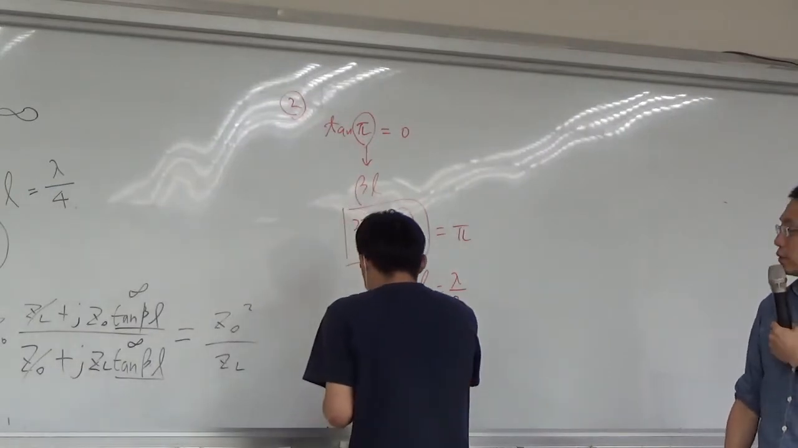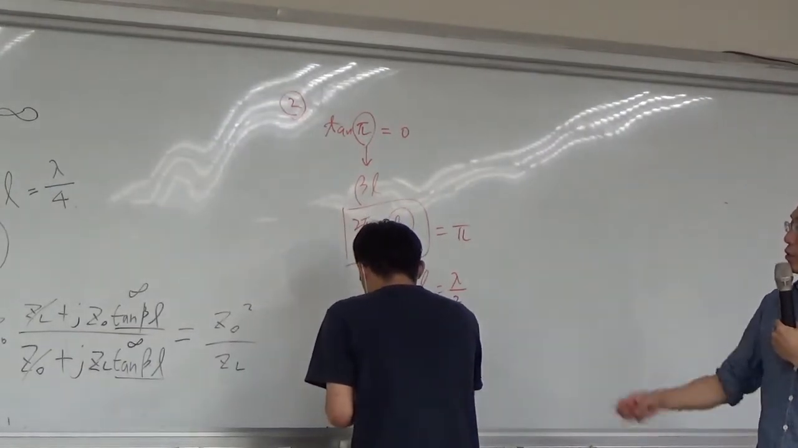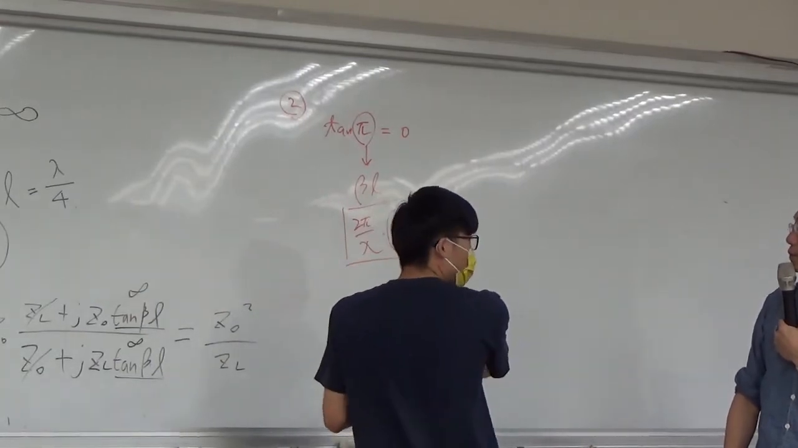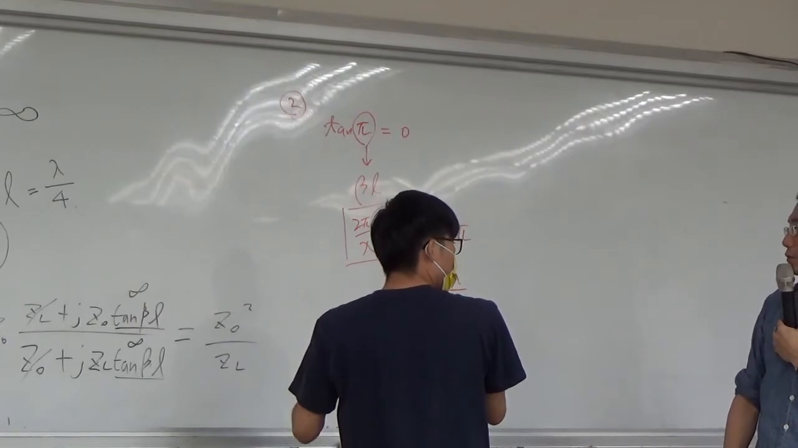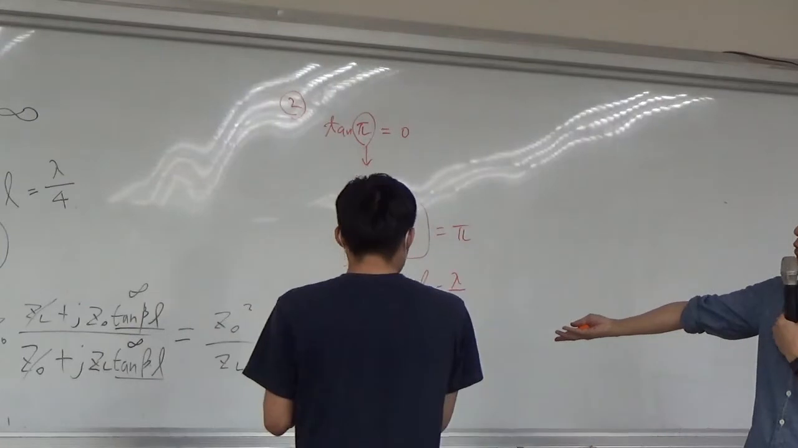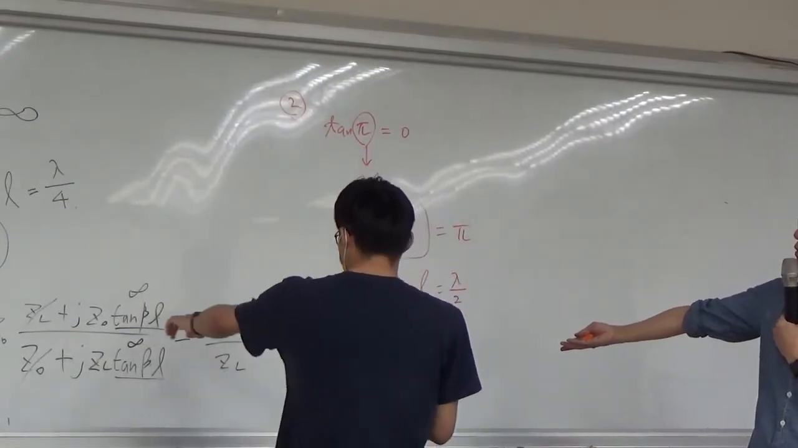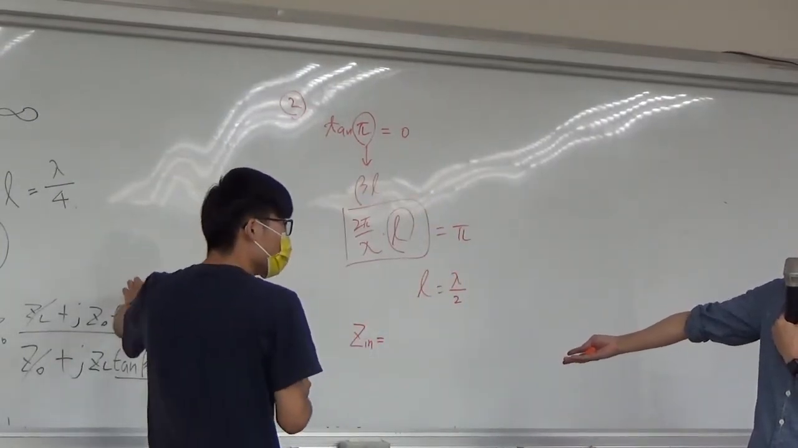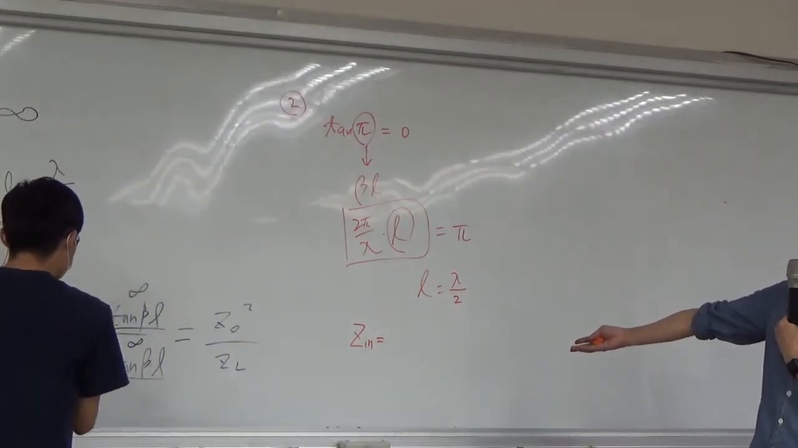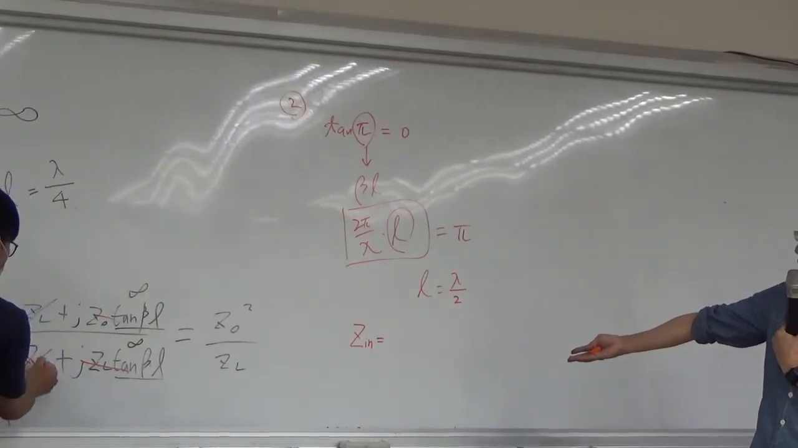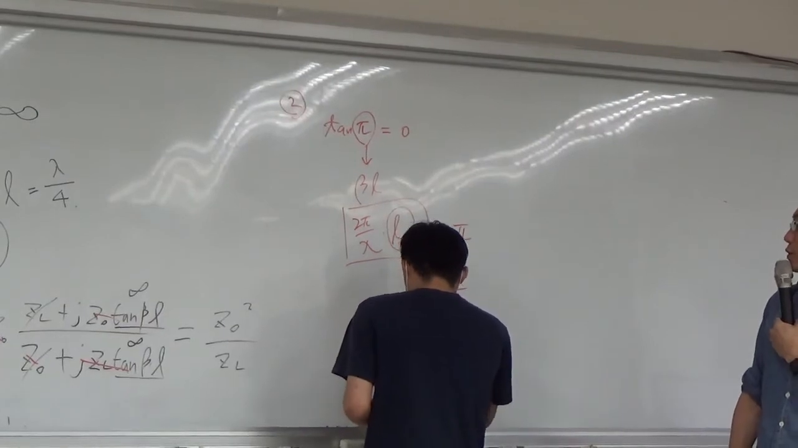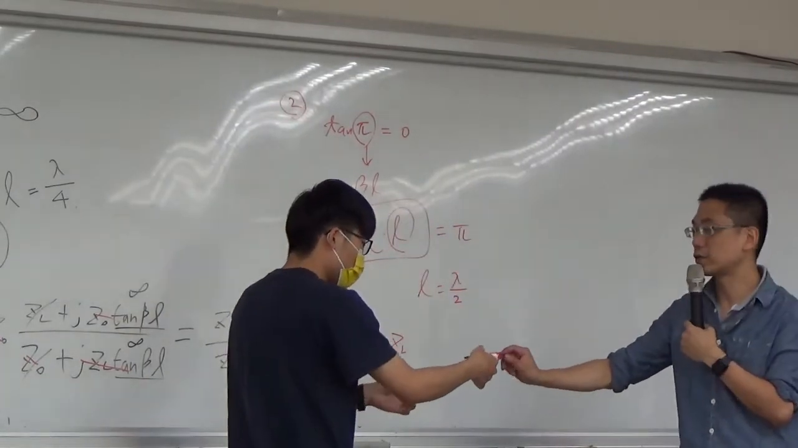Input impedance. Do you want to use the equation? I think it's not so hard. Tell me why. Because it is 0, right? So this one equals... Yes. So Z in equals Z L. Yes. Okay. 4 points.